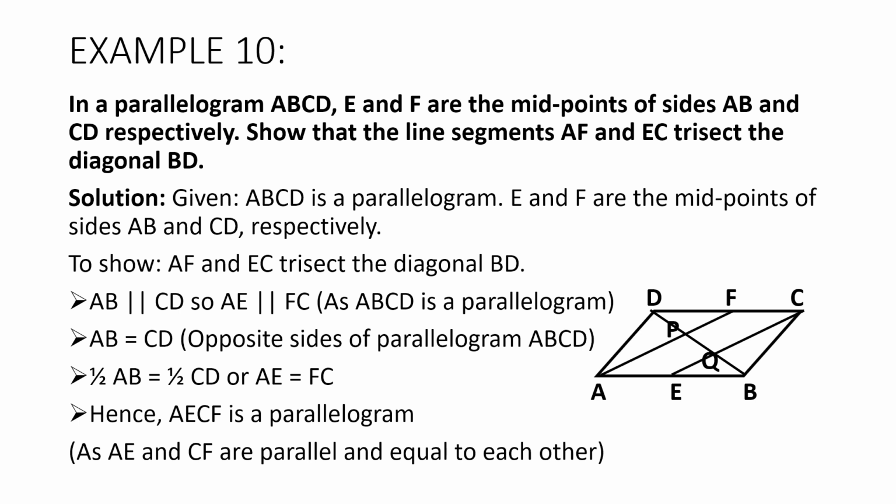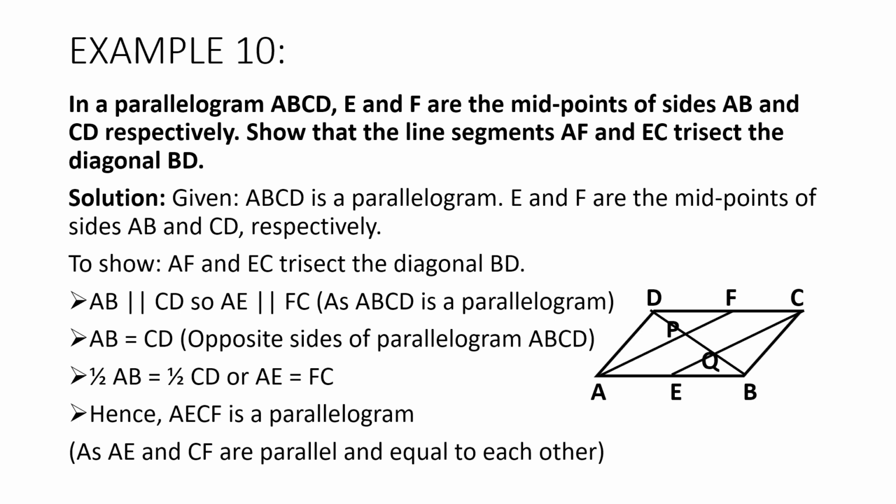Now what is given? AB is parallel to CD, because ABCD is a parallelogram. So obviously AE will be parallel to FC. Now AB is equal to CD, because opposite sides of a parallelogram are equal. So half AB will be equal to half CD. But what is half AB? Half AB is AE and half CD is FC. So AE is equal to FC.